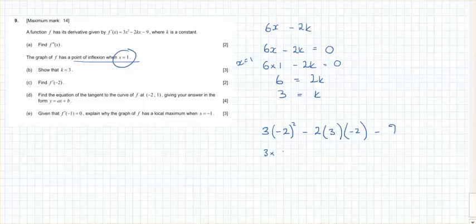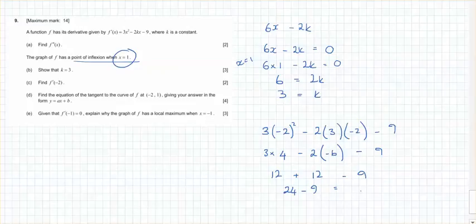So it's 3 times 4, and then minus 2 times minus 6, minus 9. I'm doing step by step. So it's 12 plus 12 minus 9, which is 24 minus 9. I added 9 and I wrote minus 9. What's 24 minus 9, Julia? Sorry. 24 minus 9? 15.